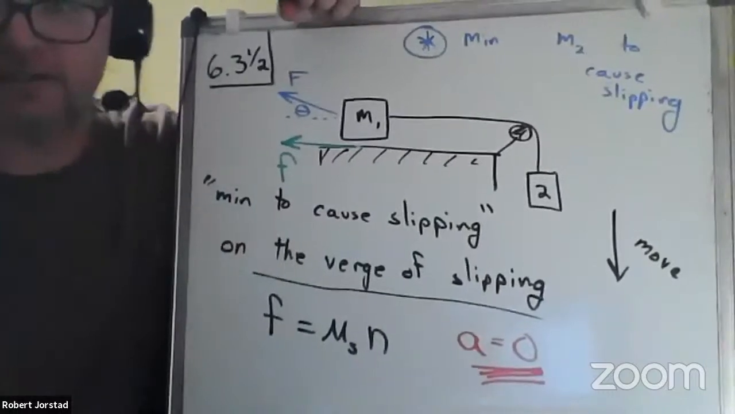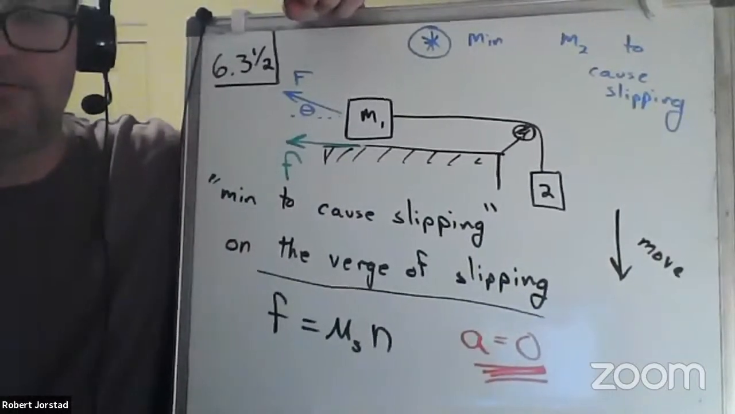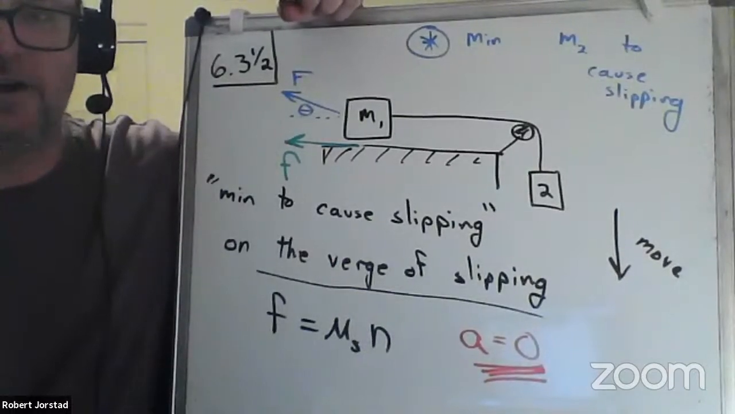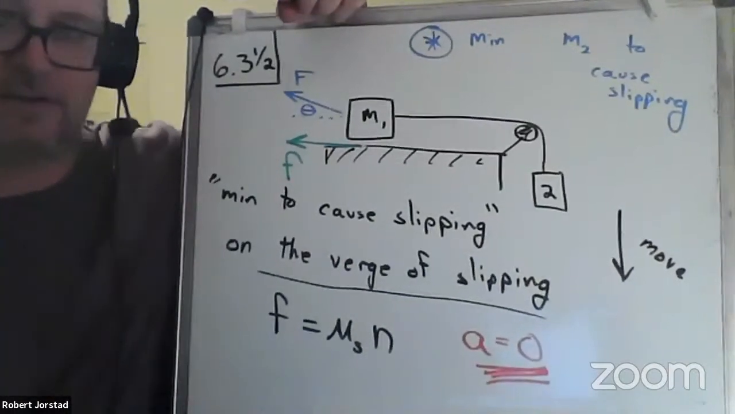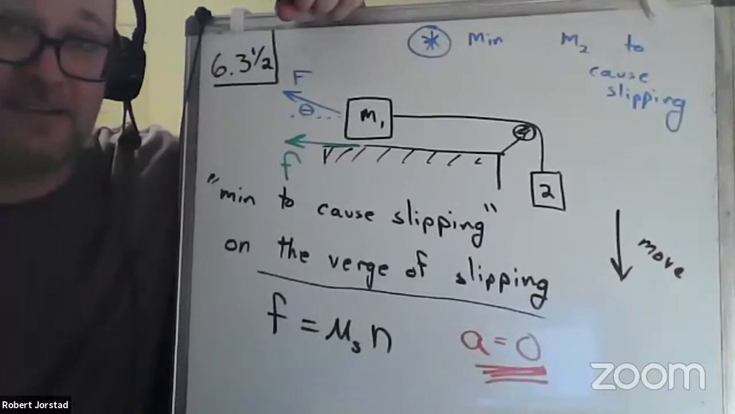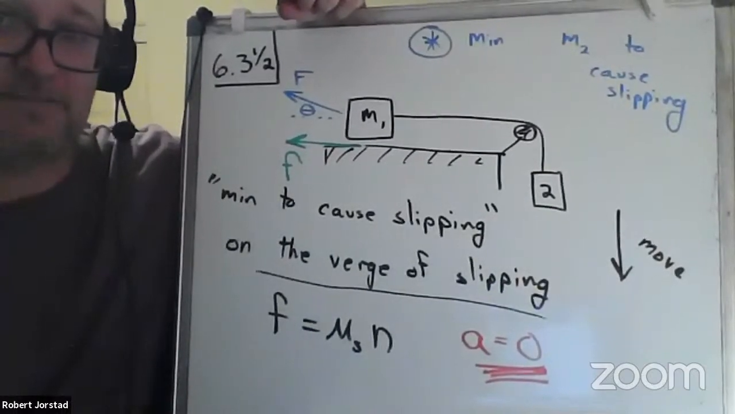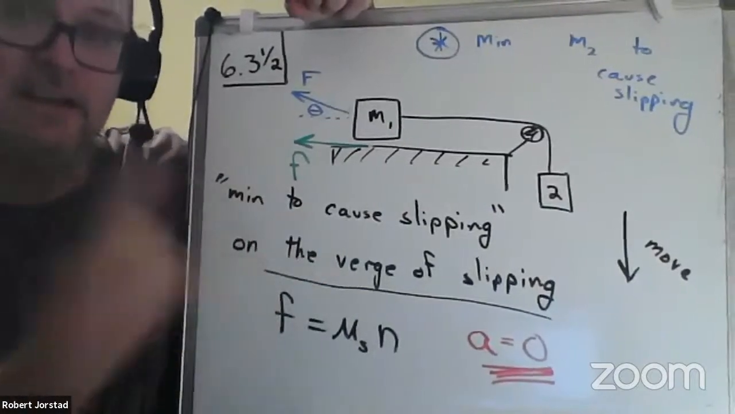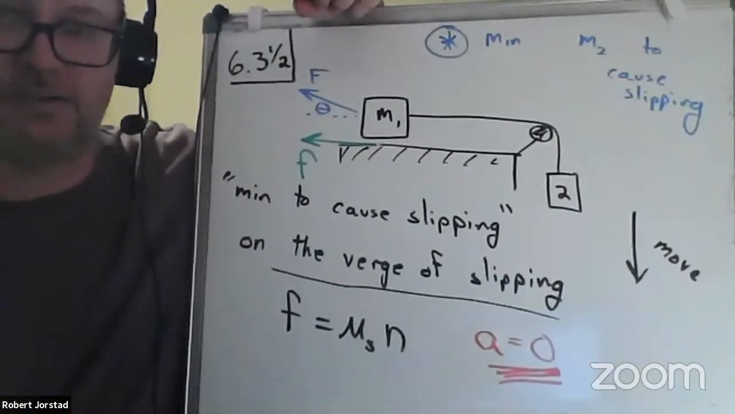Hey, it's time to go. Let's stop the live stream. But yeah, chapter 6 is going to get very hard very quickly because friction gets hard very quickly. And then the second half of chapter 6, by the last half of Monday's lecture, we're going to be doing circular motion finally. All right, so we're starting to get into it.